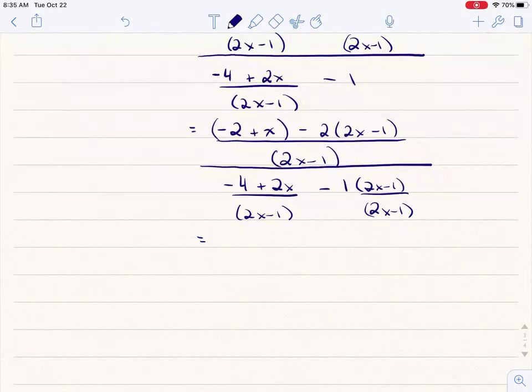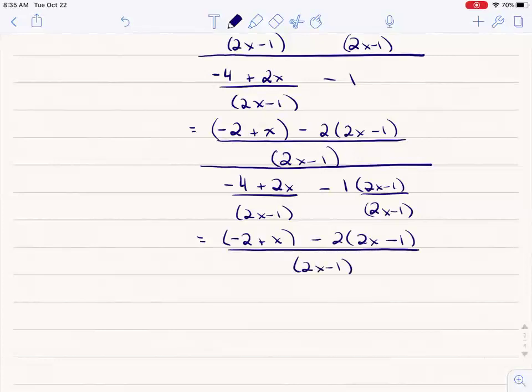I'm going to leave the top as it is. So negative 2 plus x minus 2 over 2x minus 1. You definitely could simplify here, but I'm going to focus on cleaning up the denominator for right now.